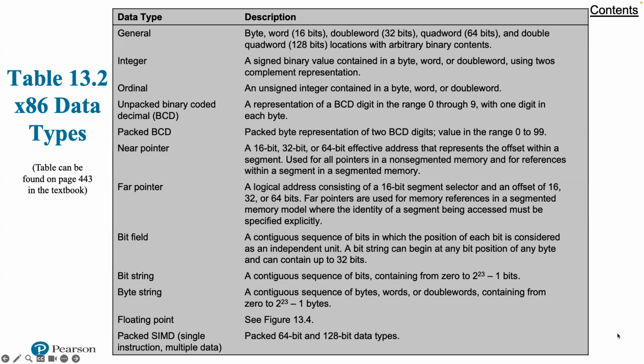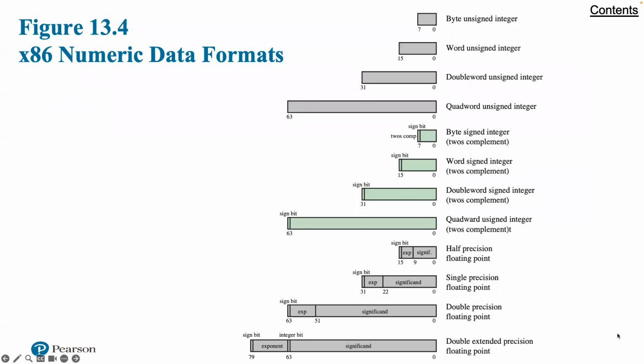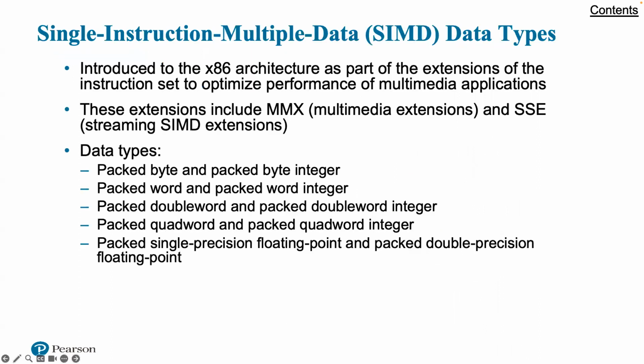And so that's what we're showing here as I went through that overview. Figure 13.4 that we're showing here illustrates the x86 numerical data types. The signed integers are in 2's complement representation and may be 16, 32, or 64 bits long. The floating point type actually refers to a set of types that are used by the floating point units and operated on by the floating point instructions. The 3 floating point representations conform to the IEEE 754 standard. The packed SIMD, single instruction multiple data, types were introduced to the x86 architecture as part of the extensions of the instruction set to optimize performance of multimedia applications.